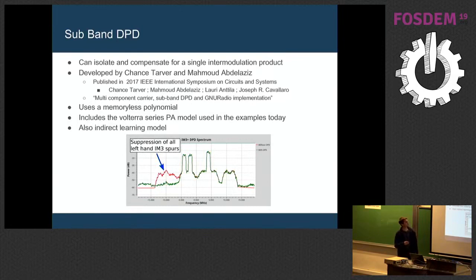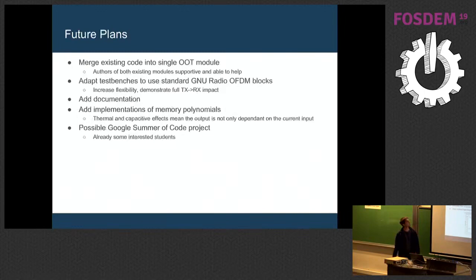This also included the power amplifier model that I've been using for the demo, and a full indirect learning model, as does the previous one. So it has all the test code that you could actually hook up to a USRP, put a power amplifier in, and if you could figure it out, train your model and have this work.